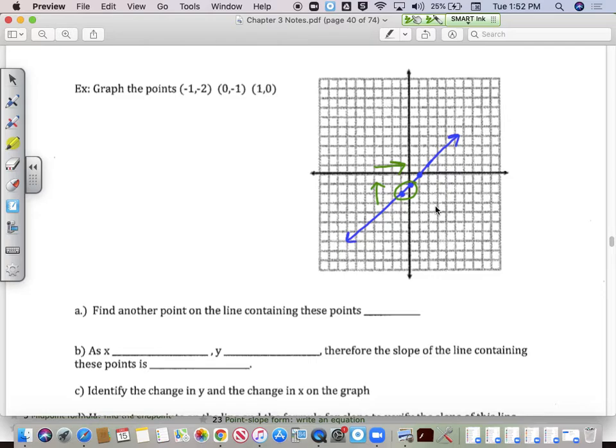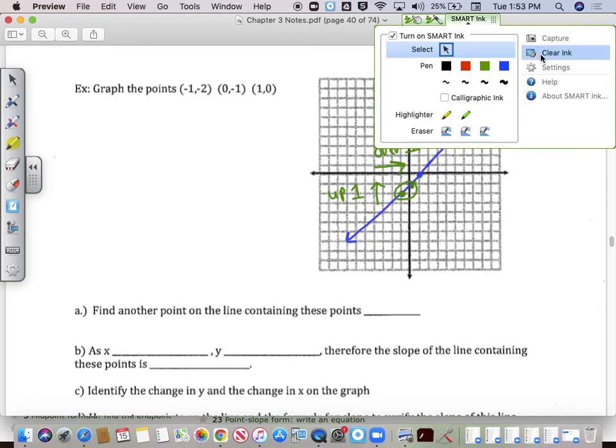To get from one point to the next point, do you see how you can start here at this green point? You have to go up 1 unit to get to the same level as the blue point, and then you have to go over 1 unit to get to this next point. Slope does 2 directions. It tells you how much to go up and how much to go over, or how much to go down and how much to go over. And that's what slope represents.